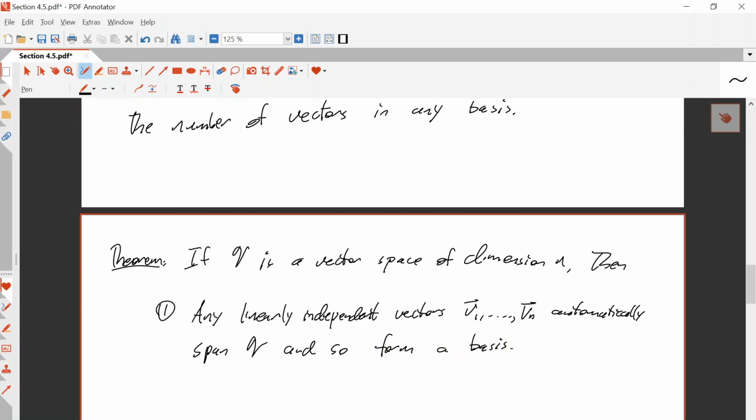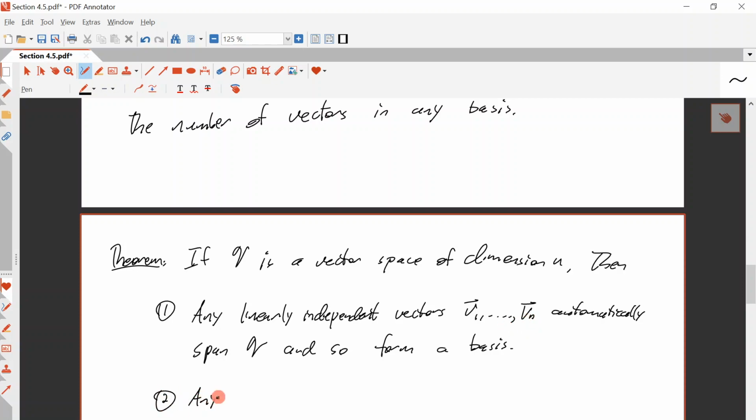All right, a basis is a set of vectors that's linearly independent and spans the vector space. Now, if you know the dimension of the vector space ahead of time, it's n. Once you have n linearly independent vectors, you know that they automatically have to span V.